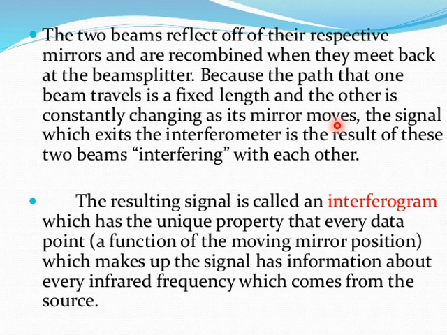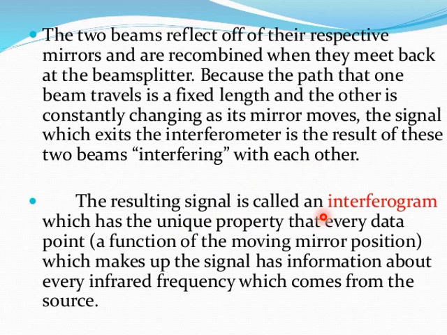When both of the beams are reflected from the two mirrors, they meet at the beam splitter. So interference takes place, constructive and destructive interference. The signal which exists in the interferometer is the result of these two beams interfering with each other. So an interferogram will be formed.